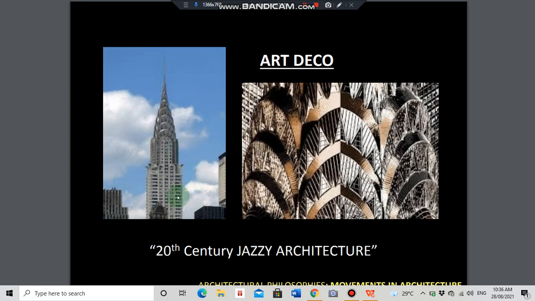The Art Deco during the 20th century, this one is the jazzy architecture. Art Deco is the predominant decorative art style of the 1920s to 1930s, characterized by precise and boldly delineated geometric shapes and strong colors, and used most notably in household objects and in architecture.